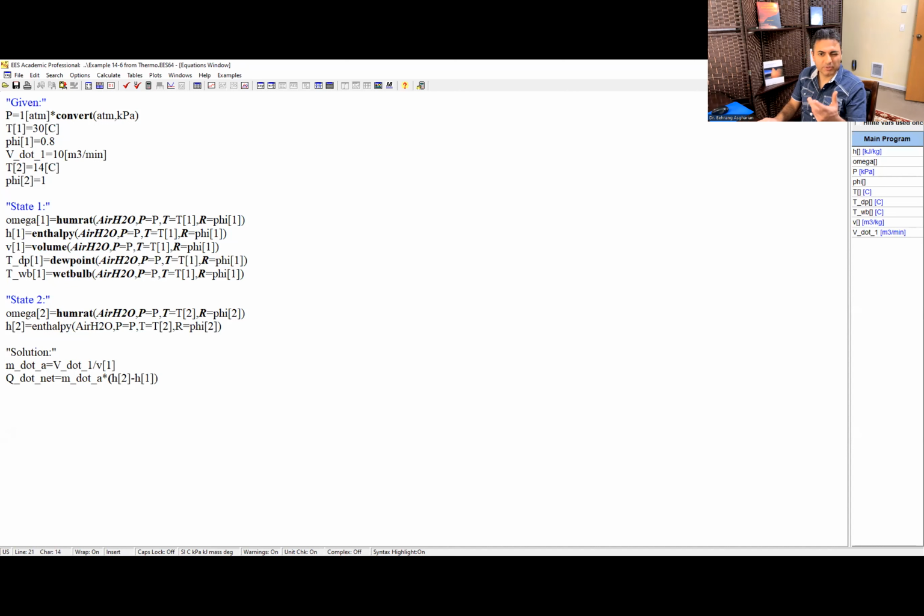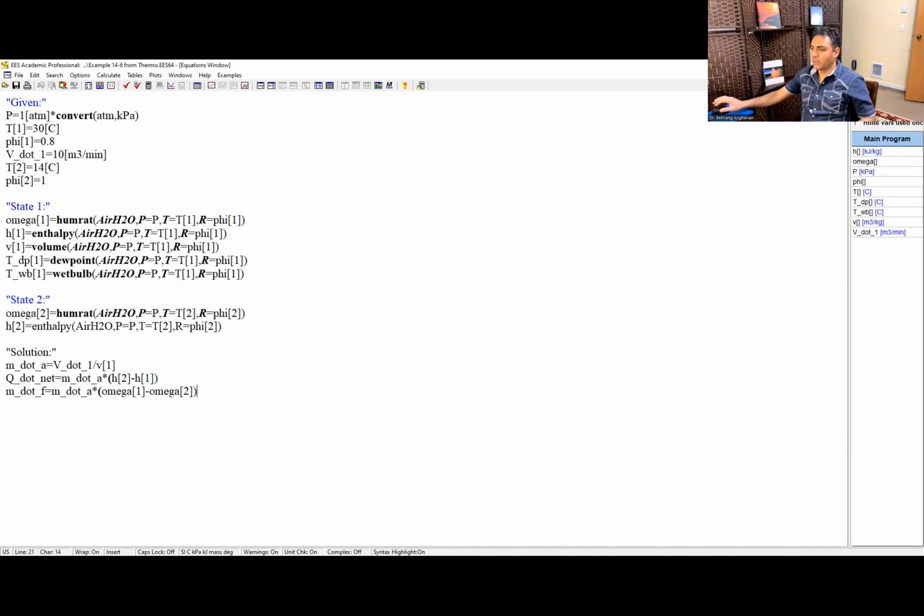And this Q dot is supposed to be negative, by the way. Let's see what happens. And M dot of condensation is supposed to be M dot of dry air, like this, times basically omega 1 minus omega 2, like this.